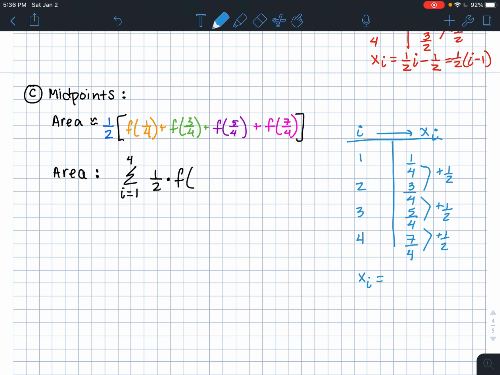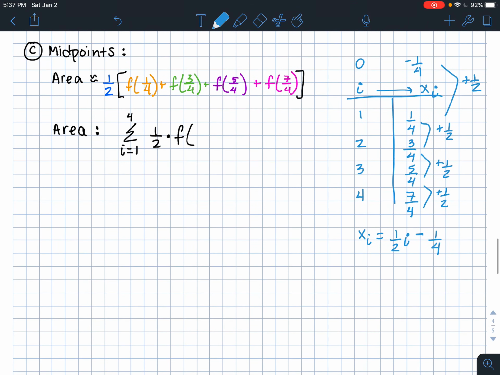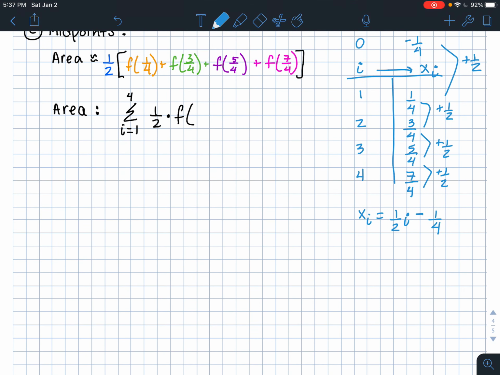Okay, so if I'm writing this as a kind of a line, right? So my x sub i is equal to 1/2 times my indexing value plus the y-intercept of this line. So think about going backwards. If I were to go backwards by adding 1/2, 1/4 minus 1/2 gives me negative 1/4. So my y-intercept is minus 1/4 here. Okay, so you can plug that in just as is.